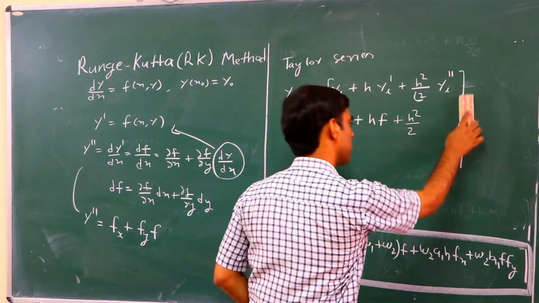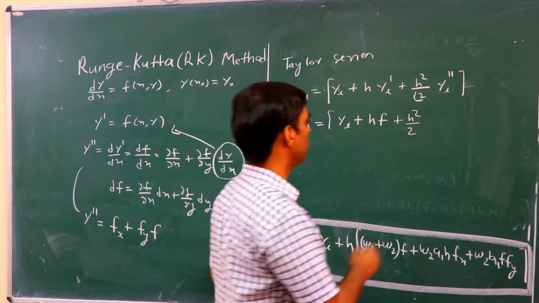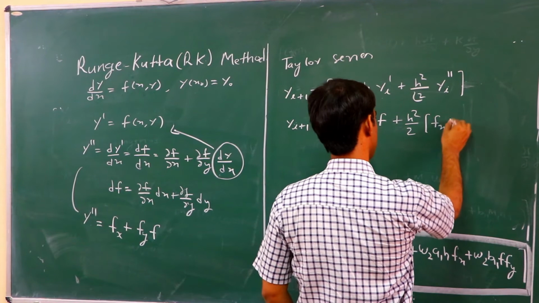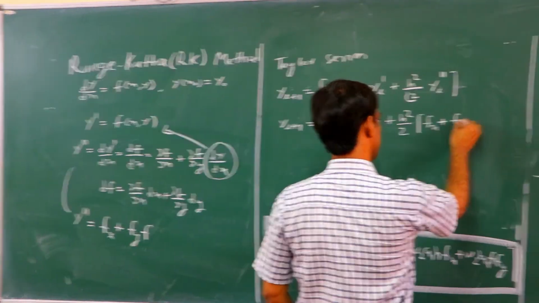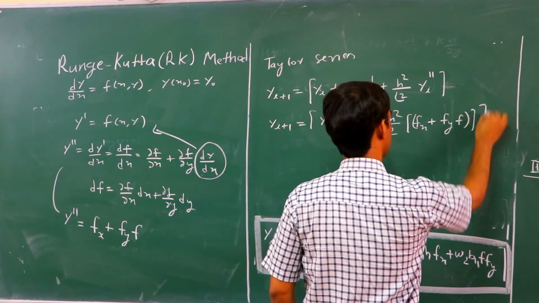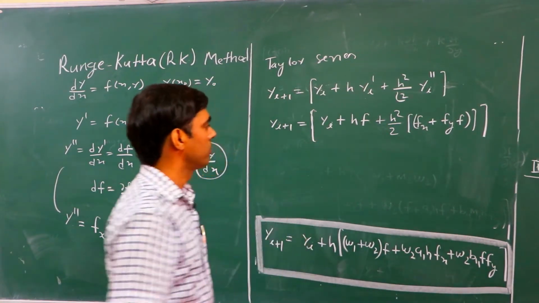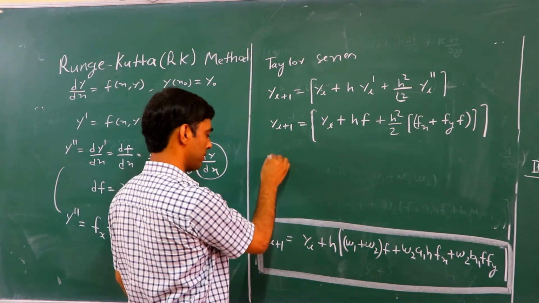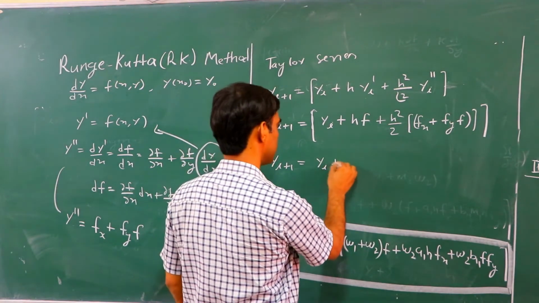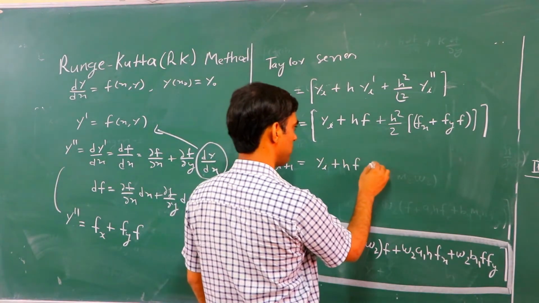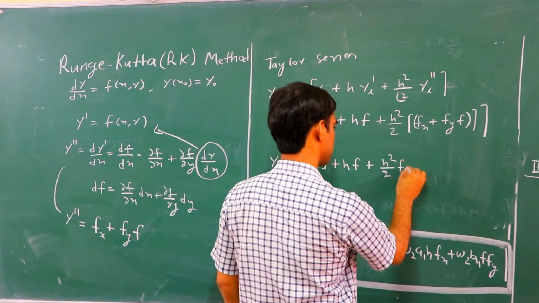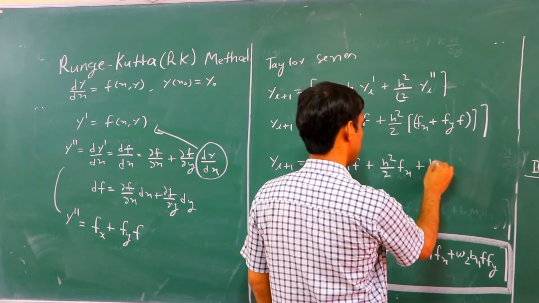So what is the value of y i double dash? Y i double dash becomes fx plus fy f. So if we simplify this, y i plus 1 becomes y i plus h f plus h square by 2 fx plus h square by 2 fy f.